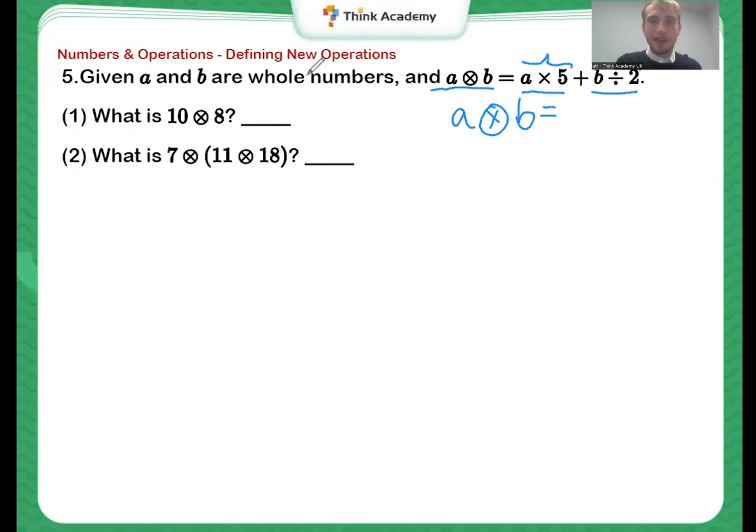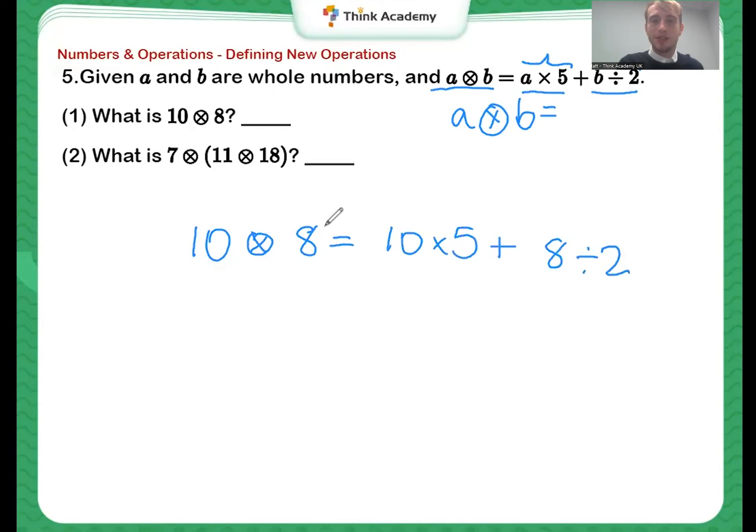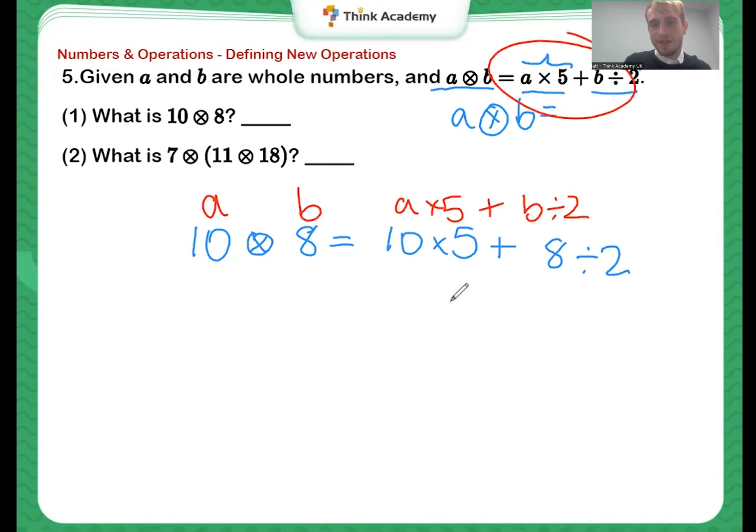So let's look at this example of 10, we don't have a name for this operation, weird operation 8. A is your 10 and 8 is your B. So what we need to do is times the first one by 5, so you get 10 times 5, and you need to add 8 divided by 2. So you need to find half of your B. You can think of your 10 as your A and your 8 as your B. So you're finding A times 5, and you're adding on B divided by 2, exactly as it told us. That's how you find your answer. The answer is 50 plus 4, so you should have got 54 for that one.